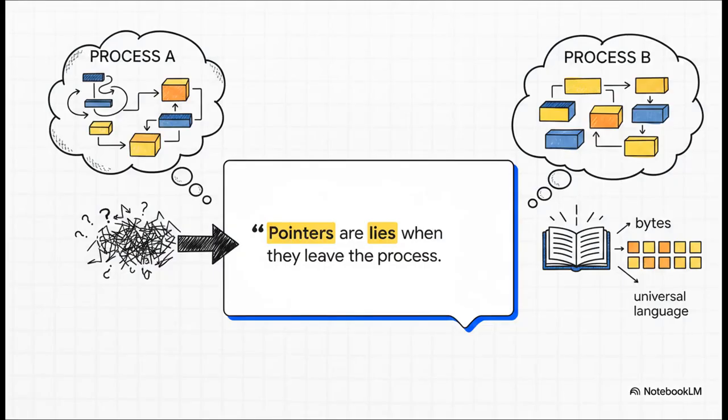And this quote just nails it. A memory address, a pointer, it's only meaningful inside the one process where it was created. To any other process on any other computer, it's just gibberish, a random number. So encoding is how we turn that local, private data into a universal language of bytes that anyone can understand, as long as they have the right dictionary, of course.